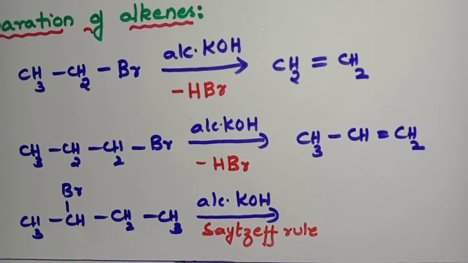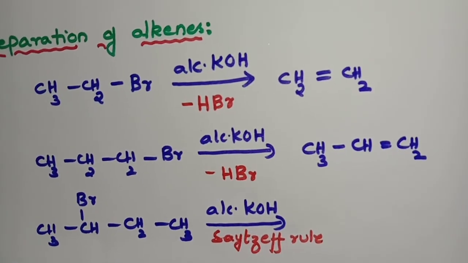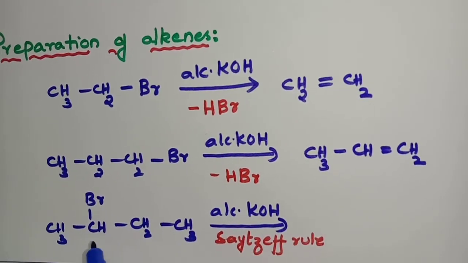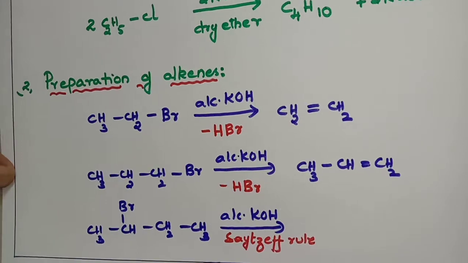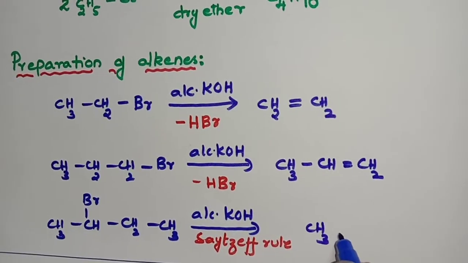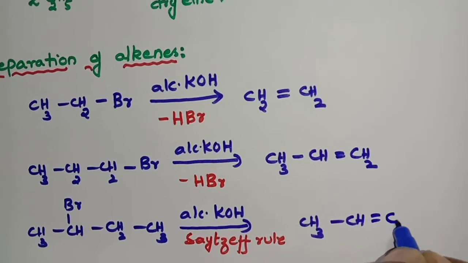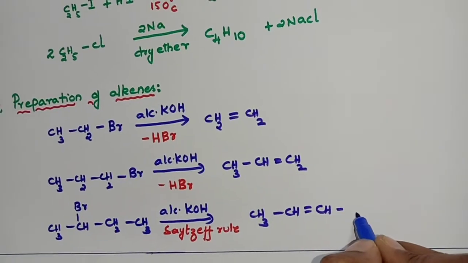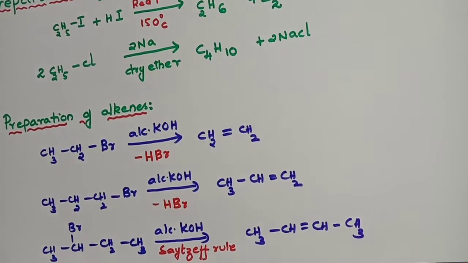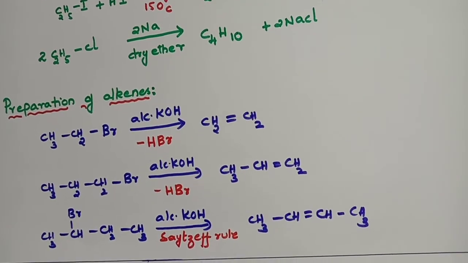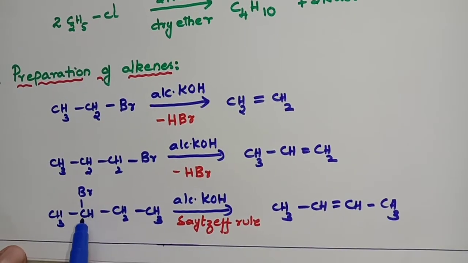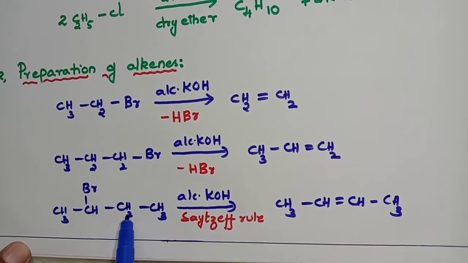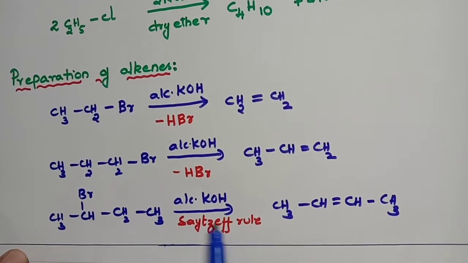Spelling, students, SAYTZEFF. So what do we get in the presence of alcoholic KOH? That is 2-bromobutane. From this we get CH3, CH, double bond, CH, CH3. So how did we get this compound, students? Bromine is on this carbon. Bromine from this carbon and hydrogen from this carbon, if this comes out as HBr, we get this compound.